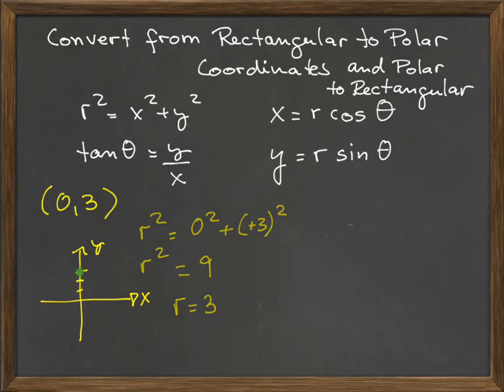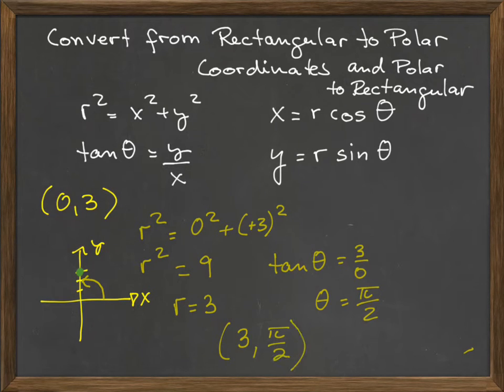And now let's take a look at the angle. I mean, we can already see what the angle is here based on our graph. The tangent of theta is y over x, which is 3 over 0. And at what angle is the tangent undefined? Well, that is at pi over 2. So we have the angle pi over 2. That means my polar coordinates for this point are (3, pi over 2).